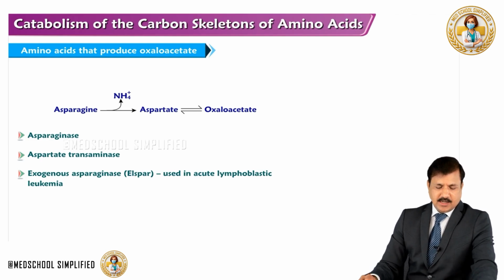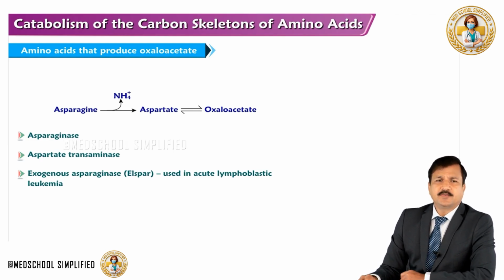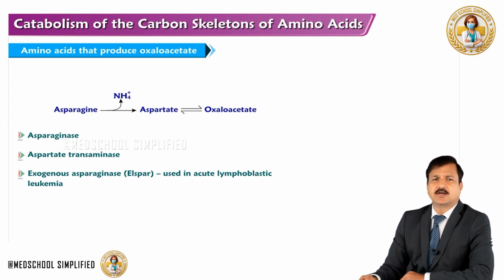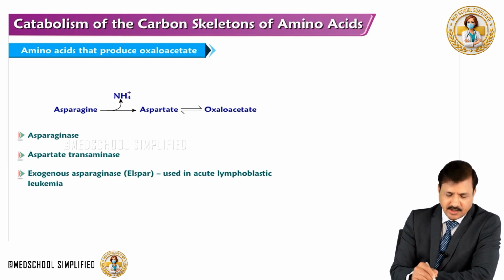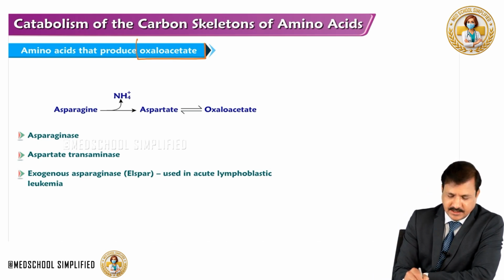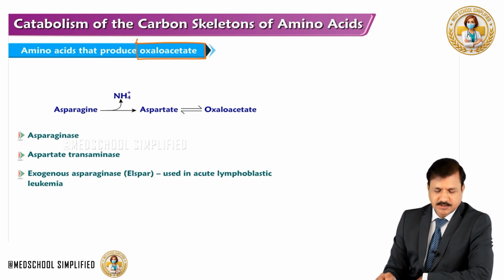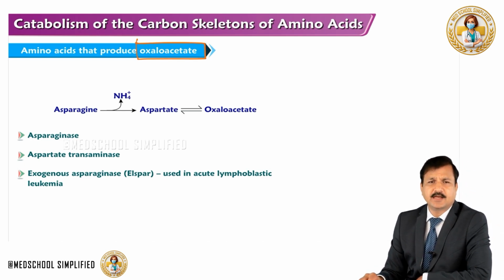Now, the amino acids that form TCA cycle intermediates, the first one that I would like to explain here is asparagine and aspartate. These are two amino acids that form oxaloacetate. So the oxaloacetate is a TCA cycle intermediate. So asparagine and aspartate make oxaloacetate.